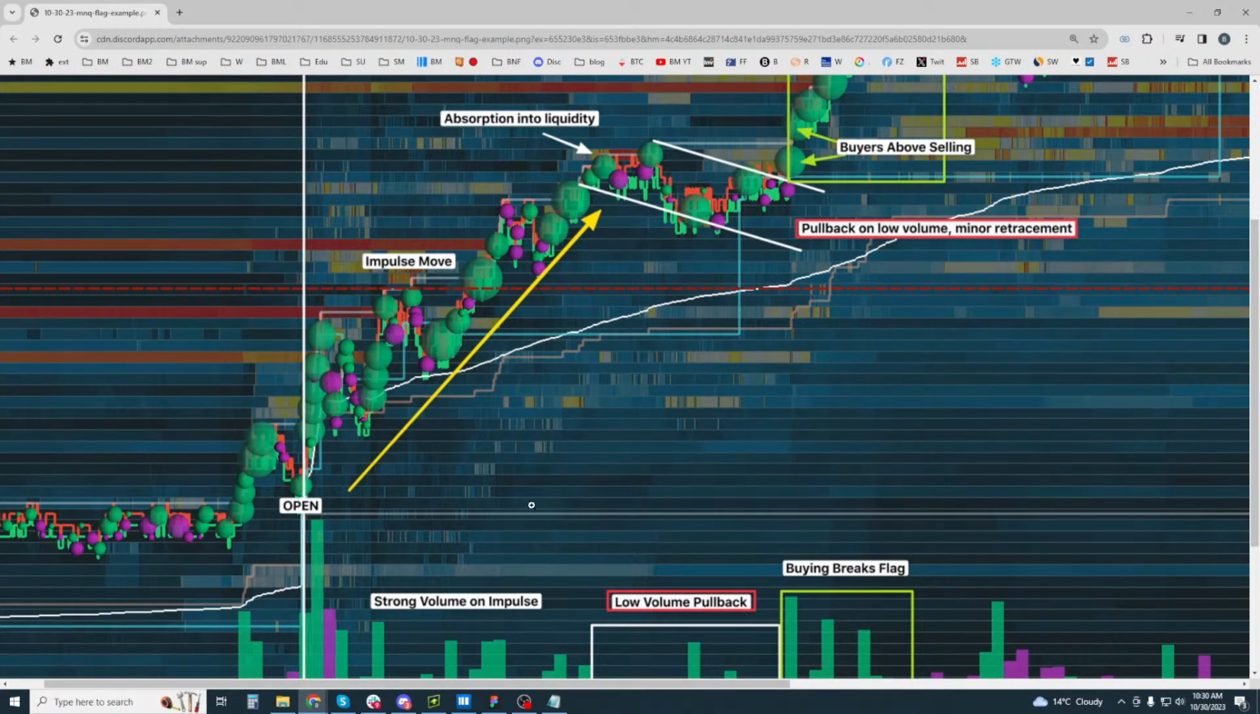You'll note how with the flag pattern, the pullback here doesn't even have to go down. It can go sideways. It can even slightly go up and then break out again. Okay, now there are several reasons why this move might pull back like that.